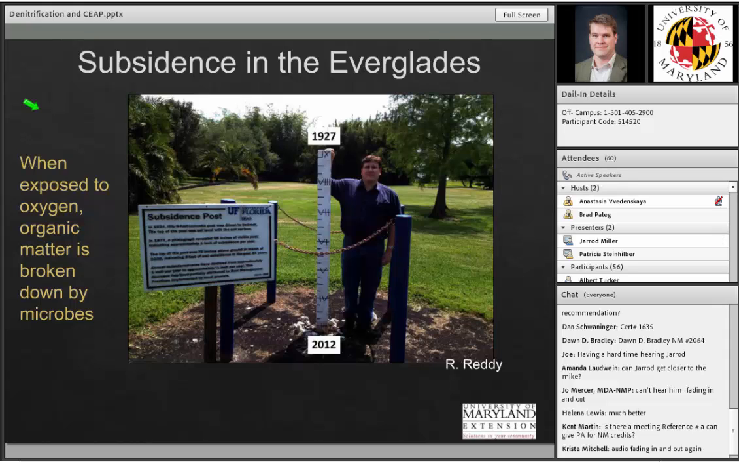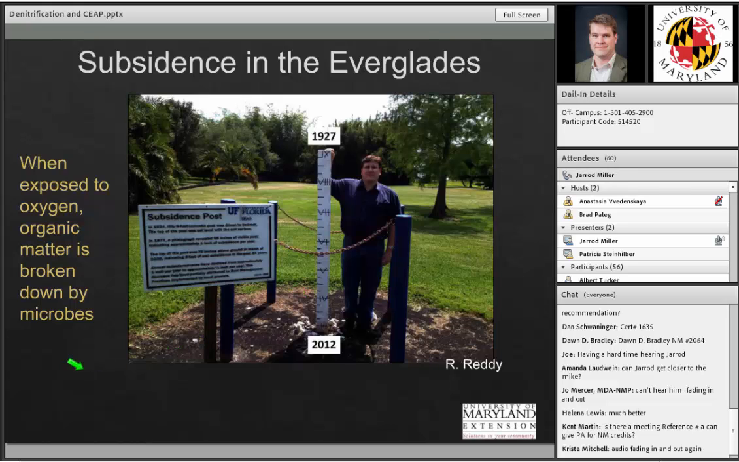So this is a post that they drove in the ground. I think it says 1924 here. But this was the surface of the soil in the 20s. This was the surface in 2012. So what you're seeing is, over time, some of it could have been runoff, but you're just seeing a loss of this soil over time, pretty much in one sense through volatilization, evaporation, microbes turning that carbon into CO2.